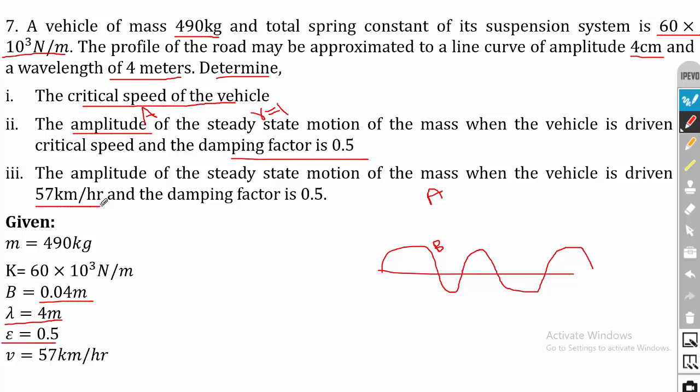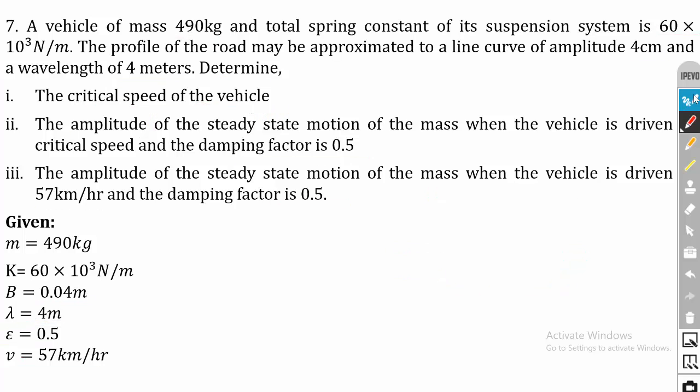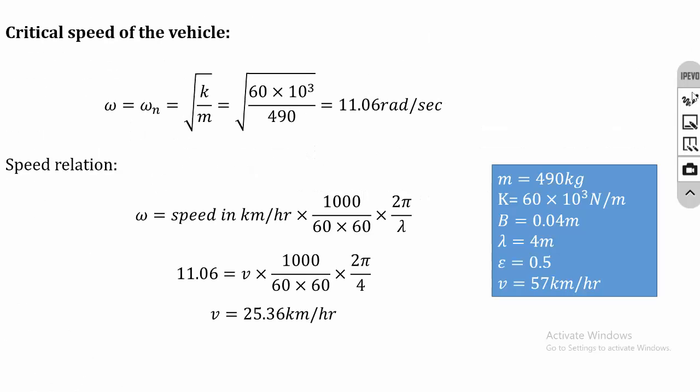Here the forced frequency is given. So V is equal to 57 km per hour and the damping factor is 0.5. We have to convert this V, kilometer per hour, into radian per second using the equation I have shown in the previous slide. So we'll start with the critical speed of the vehicle.